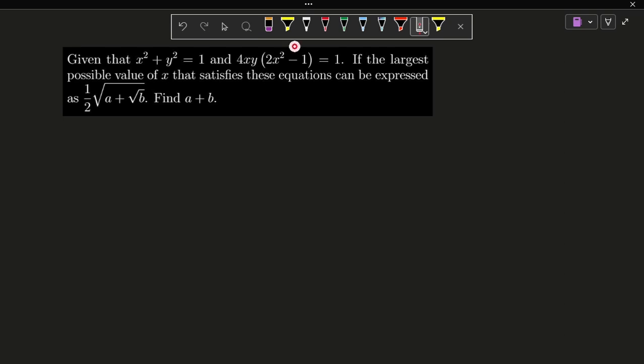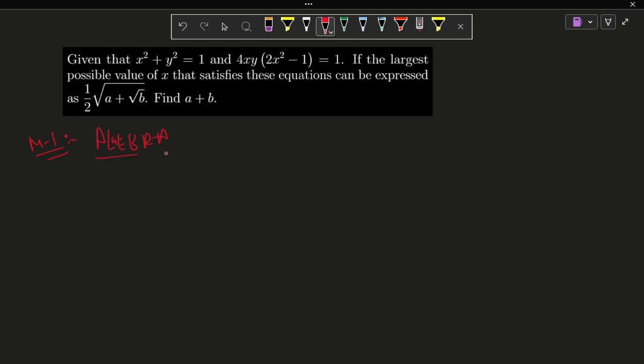So for this problem I am going to use two different approaches. One will be a linear and a bashier one, which involves only algebra, and the other will involve trigonometry, which is quite a clean solution. So let's start with the uglier one, which involves pure algebra.